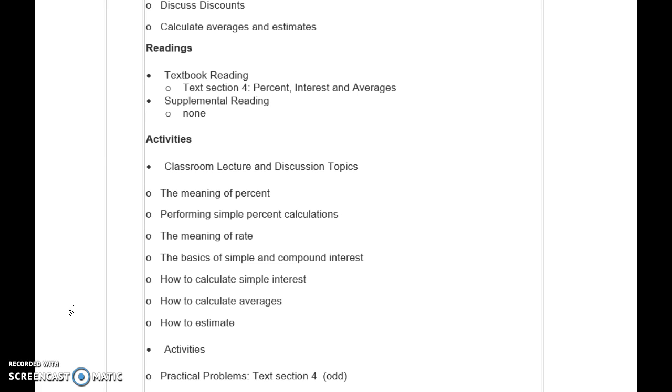You're going to want to make sure that you understand the meaning of percent, because it will be used in problems going forward. And then you'll also want to know what exactly is a rate. So make sure you know the difference between some of these things. Also, calculating averages, things like that, are going to be really important from this particular week.